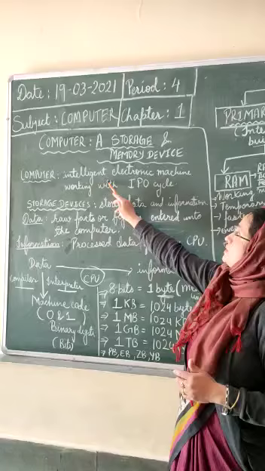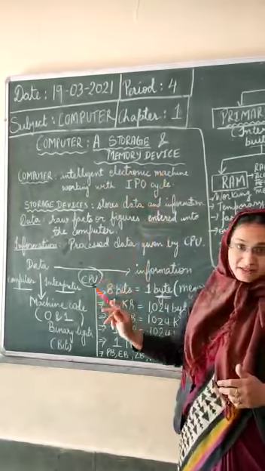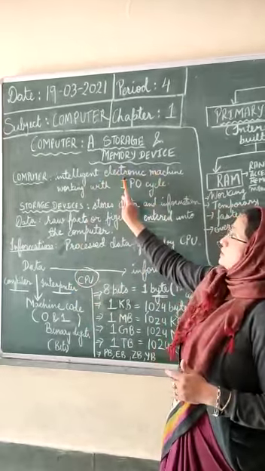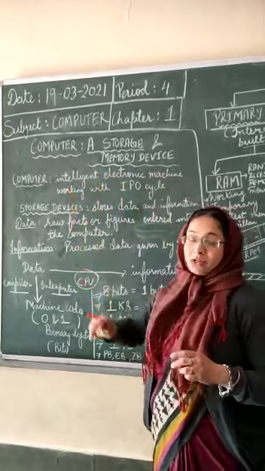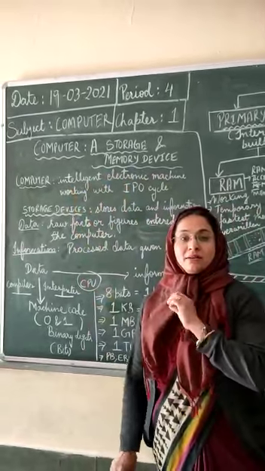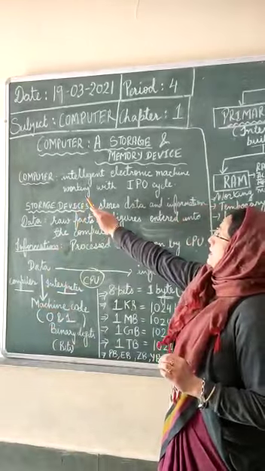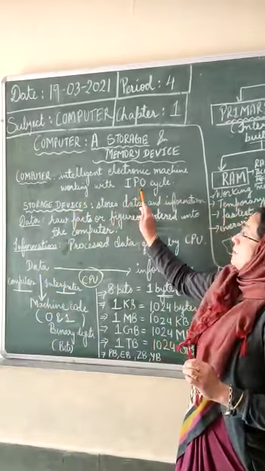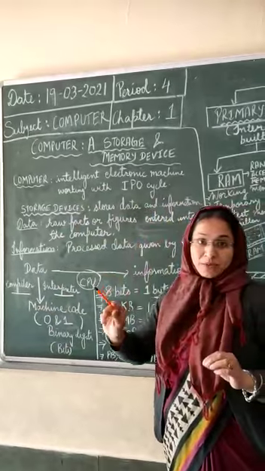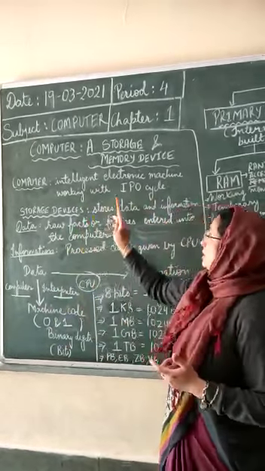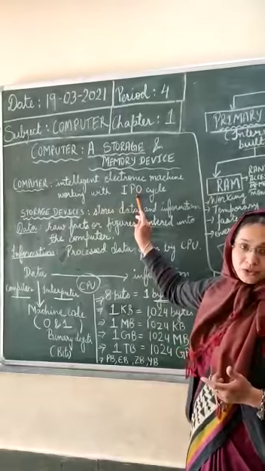A computer is an intelligent electronic machine, which runs with electricity, so electronic, and very intelligent because it can work very fast and do the work very accurately and correctly. It works with the IPO cycle that you must be knowing, children: input, process and output.